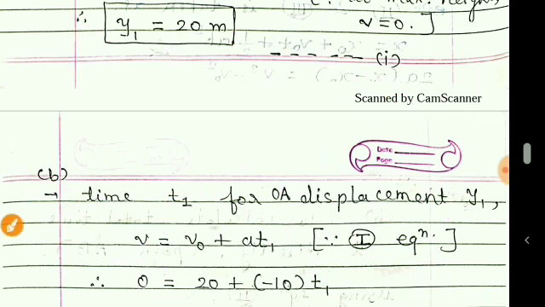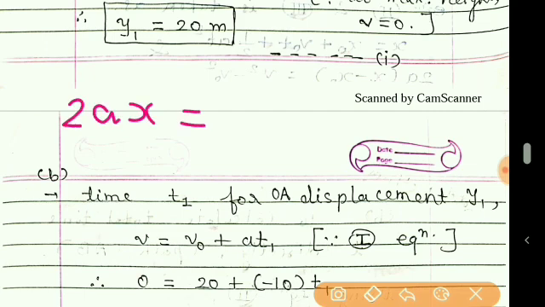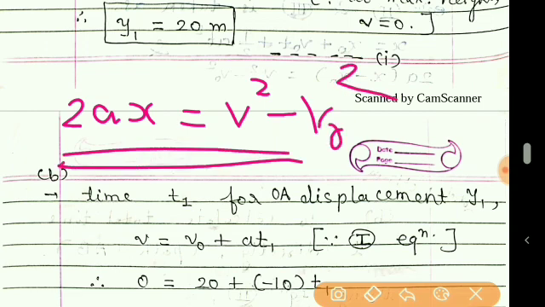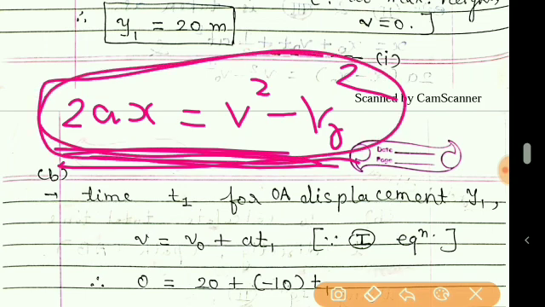Why we cannot use the third equation here? We know that the third equation is 2ax is equal to v square minus v naught square. In this equation there is no t, there is no time, and that is to be obtained. So as there is no time in this equation, we cannot use this equation.